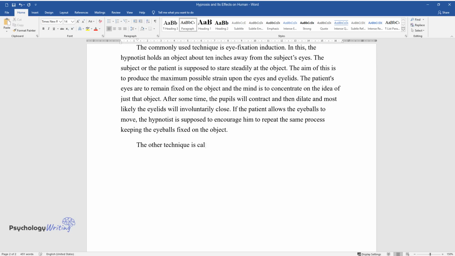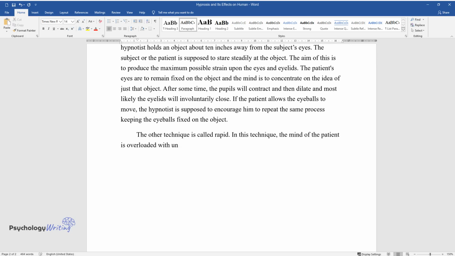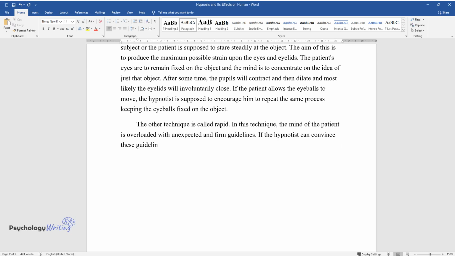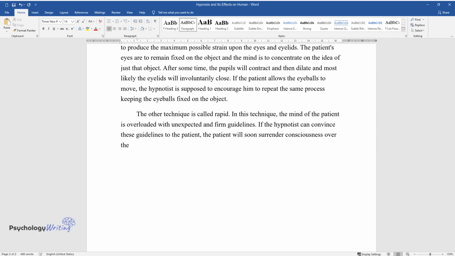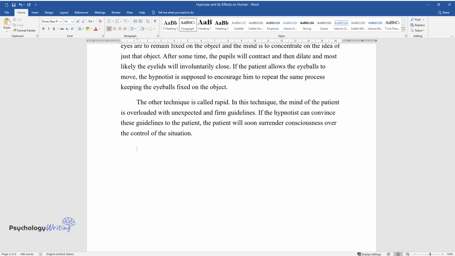The other technique is called rapid induction. In this technique, the mind of the patient is overloaded with unexpected and firm guidelines. If the hypnotist can convince the patient, these guidelines will soon make the patient surrender conscious control of the situation.